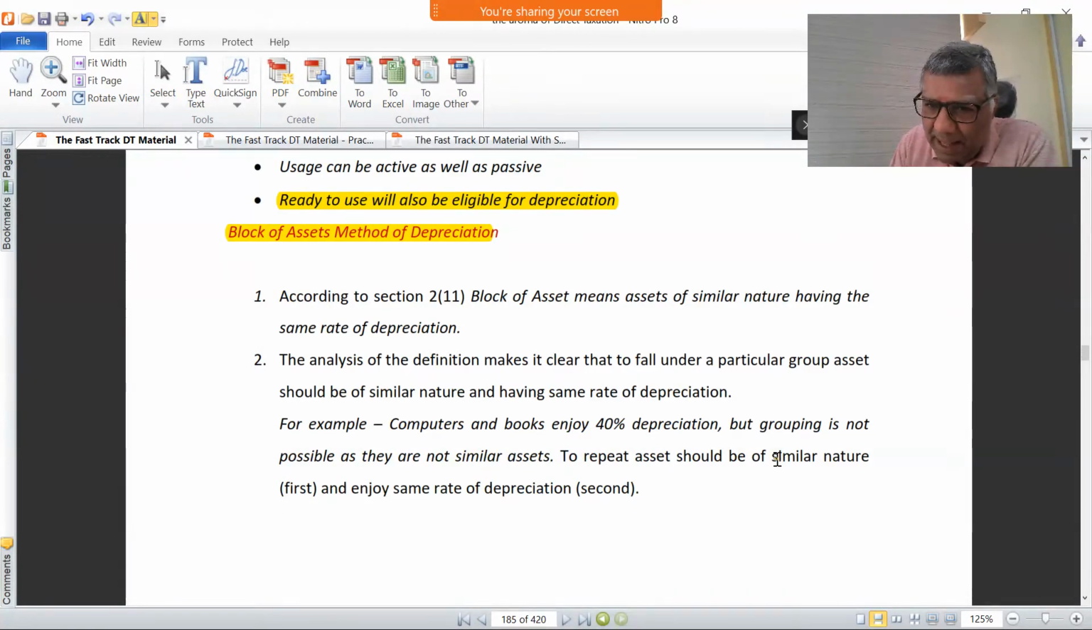Assets of similar nature having the same rate. Both building and furniture might be 10% depreciation, the same rate, but they are not of similar nature. Car and machinery might be 15%, but they are not of similar nature. It should be similar nature and same rate. Then it will be grouped together and depreciation will be claimed on the group balance.